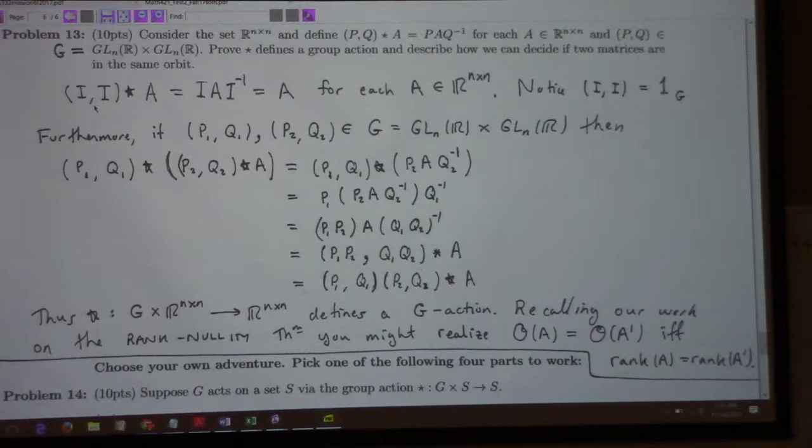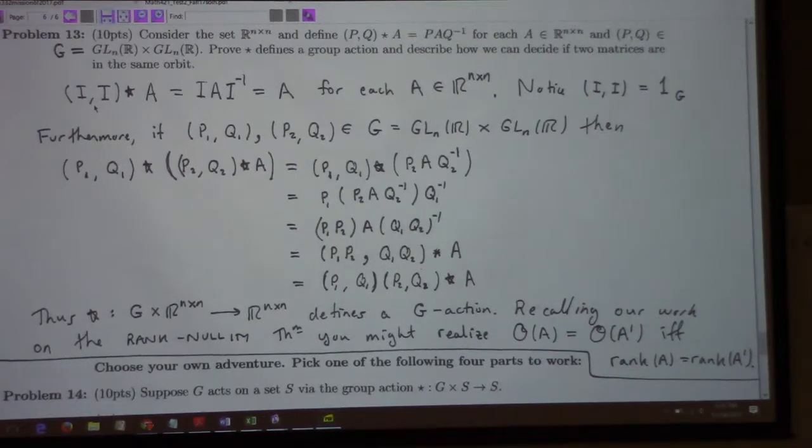Problem 13. I was very encouraged by this problem. Many of you were successful in proving that this does in fact define a group action, and you had good and complete details to affirm that. I was very happy, by and large, with the class. A lot of people were able to show at least that part of it correctly.